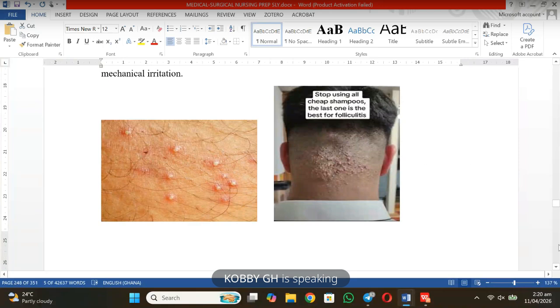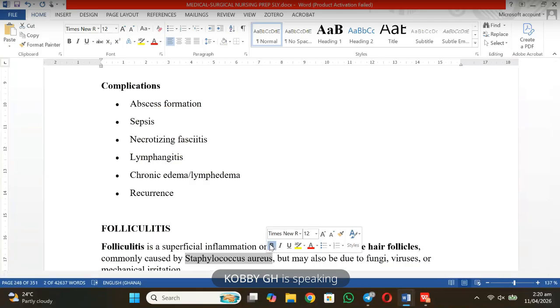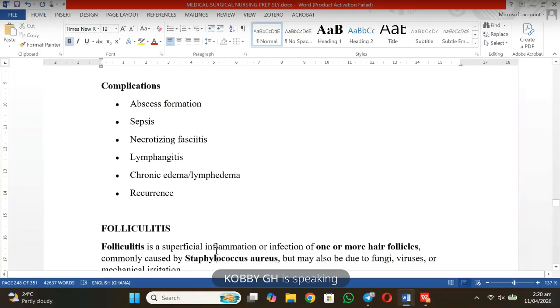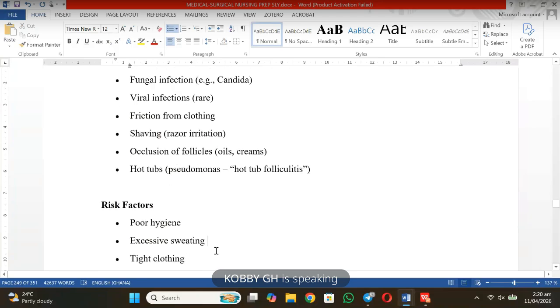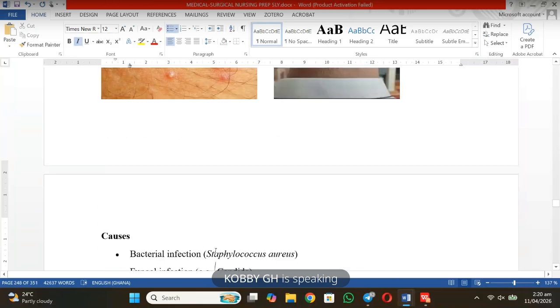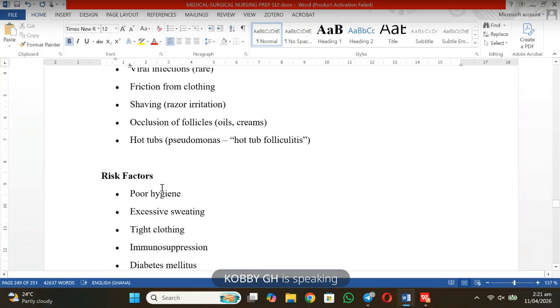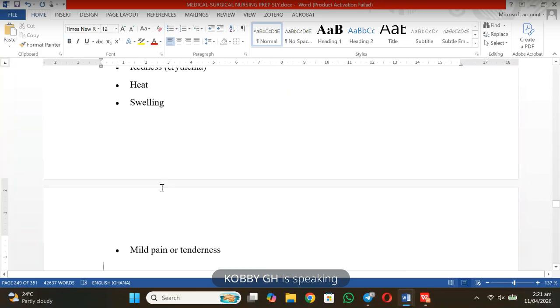Now, the causative organism still remains the same. Staphylococcus aureus. Staphylococcus aureus is the same causative organism that causes furuncles and carbuncles, and this condition as well. But when it comes to folliculitis, apart from Staphylococcus aureus, we can have fungal infections that can cause folliculitis. We can also have viral infections, even though they are not common, that can also cause this condition. Is that okay? Great. So it's good that now you know the difference.